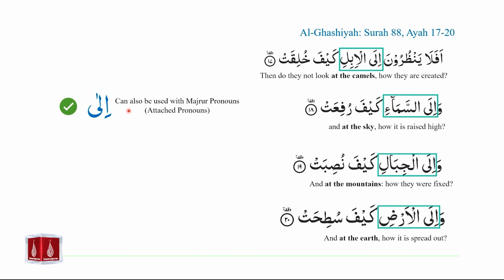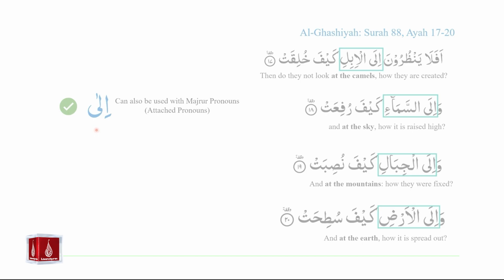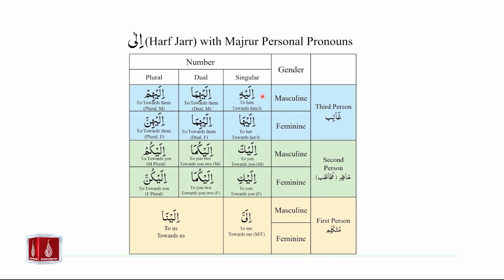Ila can also be used with majroor pronouns or attached pronouns. So let us look at examples of the use of ila with attached pronouns. Ilayhi. Please pay attention to how ilayhi is written with a regular zabar on the lam here. Please also note that we are saying ilayhi rather than ilayhu. Ilayhima, ilayhim. Ilayhim can be translated as to them or towards them, referring to plural and masculine.